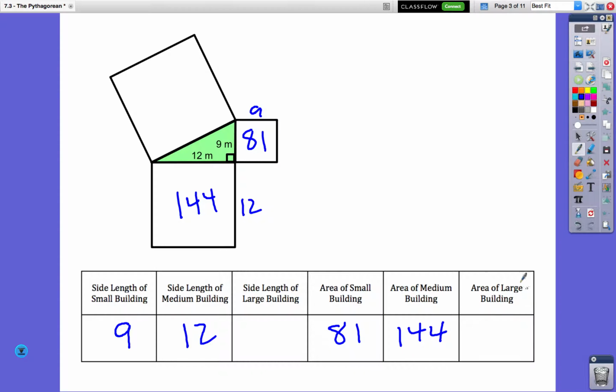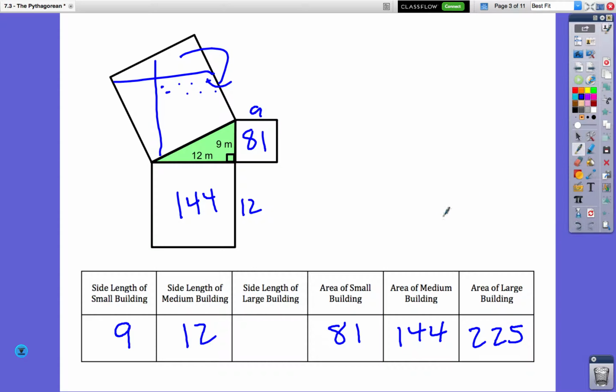And then finally the area of the large building. Now this was a little trickier, but we did some work in the previous video to figure this out. We chopped up our square and dissected it, rearranged the pieces, taped it all back together, and then we were able to count squares. In this case, since I don't have graph paper on the computer, we're just going to tell you that it would have counted out to be 225 square meters.